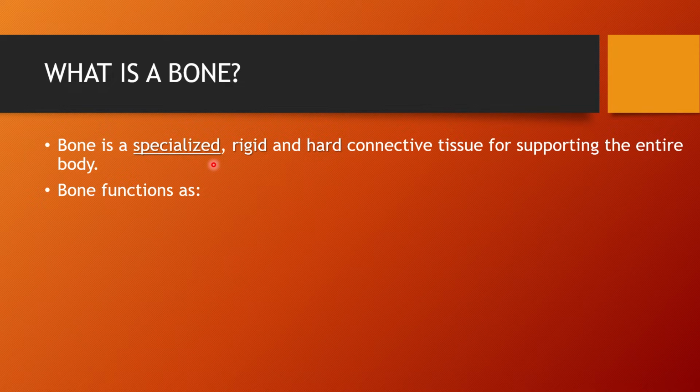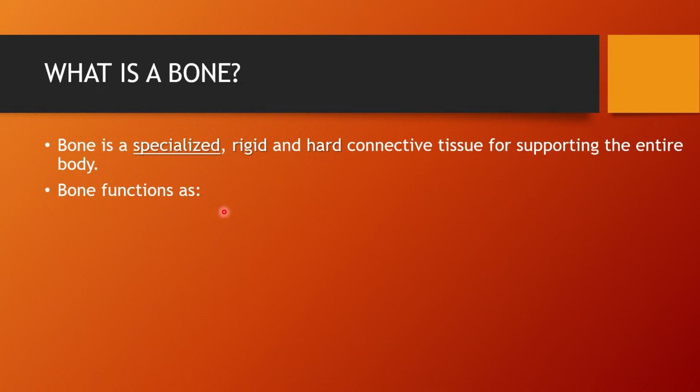Here the word specialized means that it has some characteristics which are not present in some other connective tissues. Remember, our body has three specialized connective tissues. These are the bone, the cartilage and the blood. The bone is one of the specialized connective tissues.